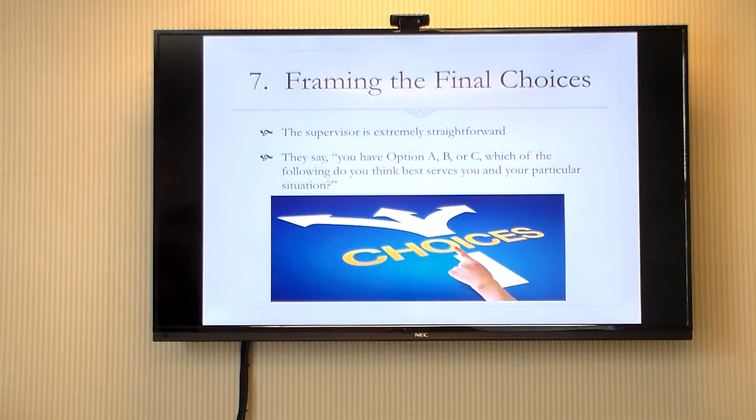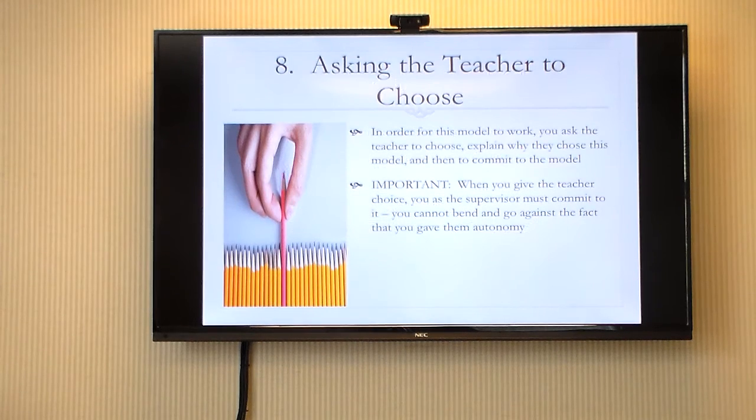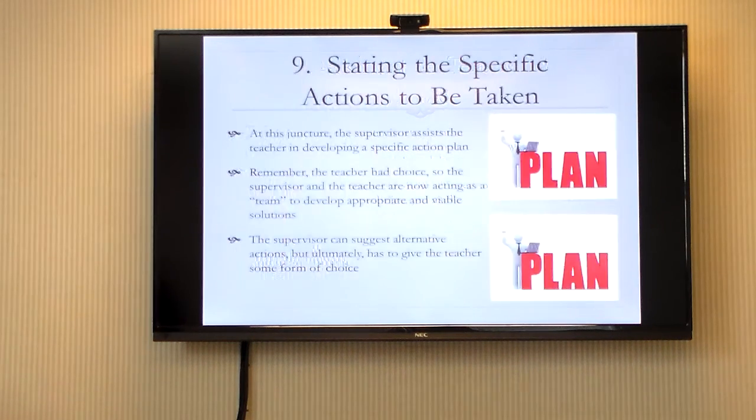Then you frame the final choices. This is another big idea. You say option A, option B, option C, which one best serves you, and ultimately the teacher is going to make a choice, and then you have to honor it. You have to ask the teacher to choose, explain why they chose it, and commit to it. When you give teacher choice, you must commit to it. You can't bend. You can't go against the fact that you gave them autonomy, and if you did, you'd look like a complete and total idiot. So when you give the teacher choice, that's important. You can't bend against it.